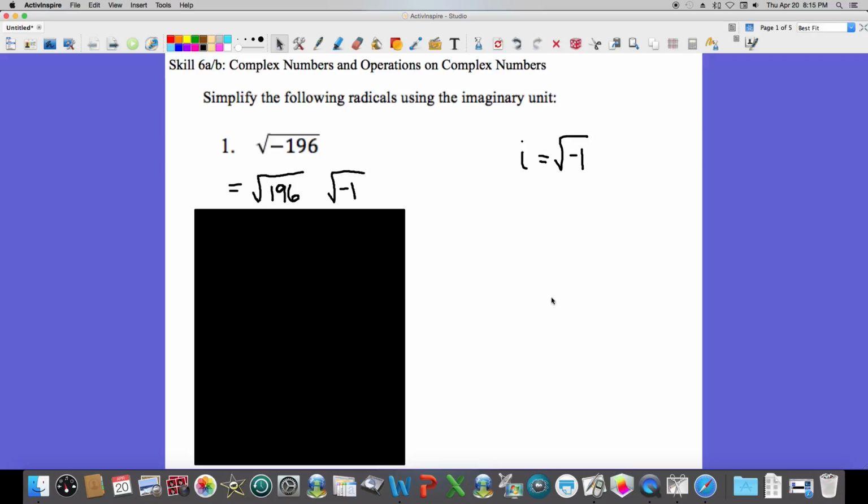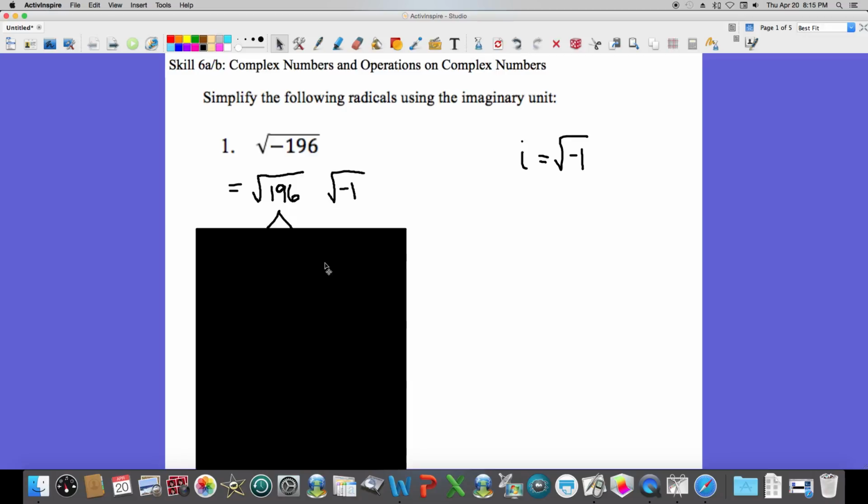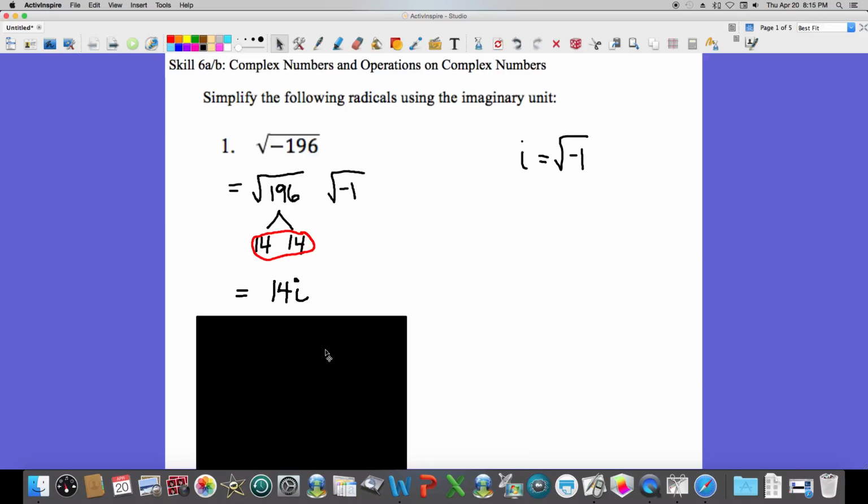The 196 is a perfect square. 14 times 14 is 196. So now I can simplify the square root of 196 as 14, and the square root of -1, look over here to the side, the square root of -1 is i. Sometimes if you don't have it memorized, some of these larger numbers that are perfect squares, you'll want to break it down as a product of prime numbers. But here I recognize that 14 times 14 was 196.